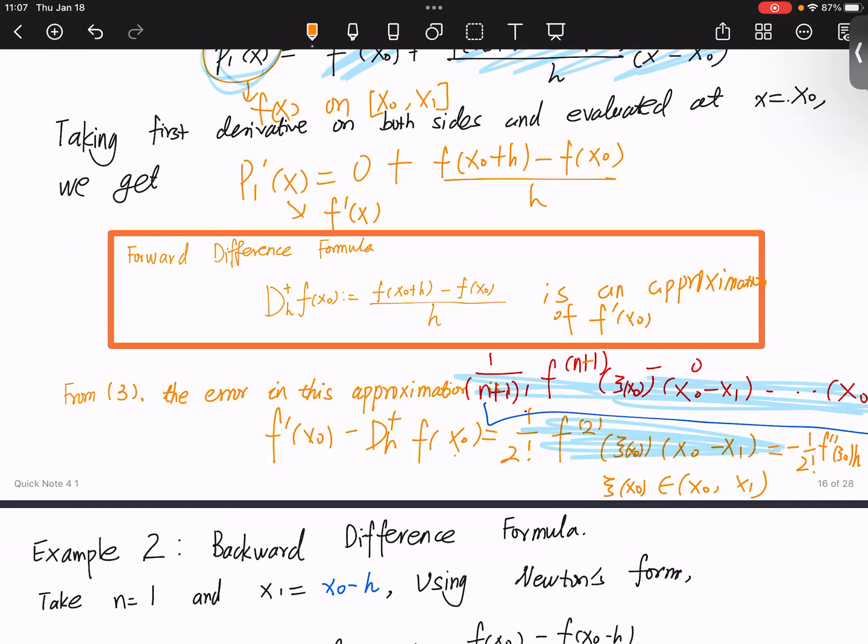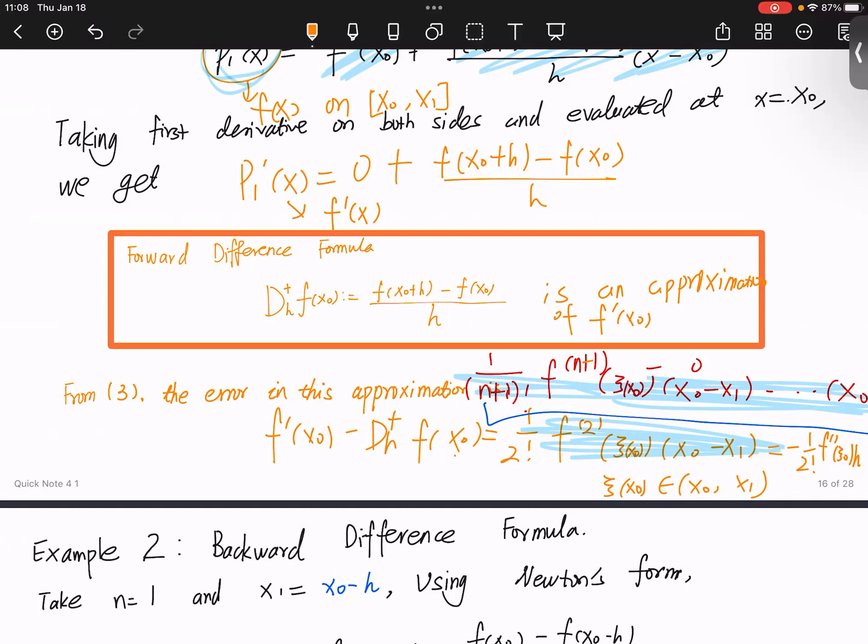Let's just copy down the errors. Here we have h with the order 1. This is the error for the forward difference formula. The forward and the backward are pretty similar, and they have the same magnitude of the error. They have the h to the order 1 error.